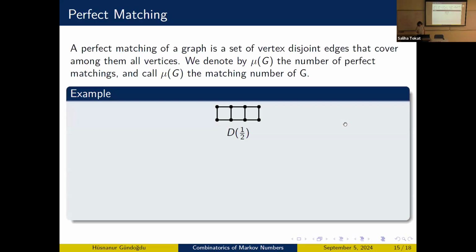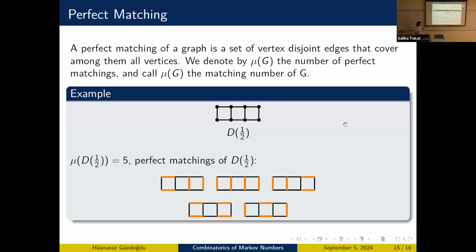And what is a perfect matching? A perfect matching of a graph is a set of edges that covers all the vertices. For example, for 1/2, we have a domino graph like that. For this domino graph, we have 5 different perfect matchings like that. So the matching number of this domino graph is 5.